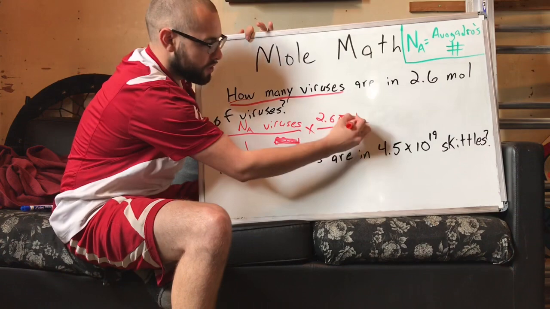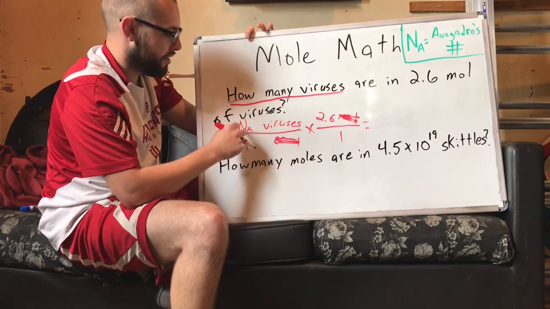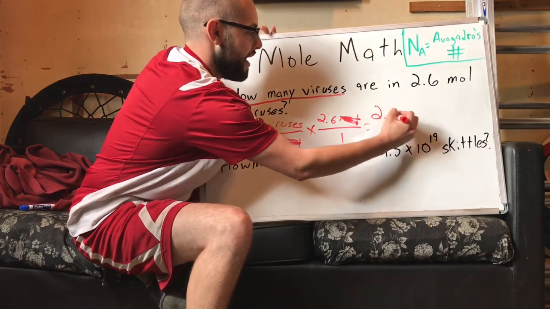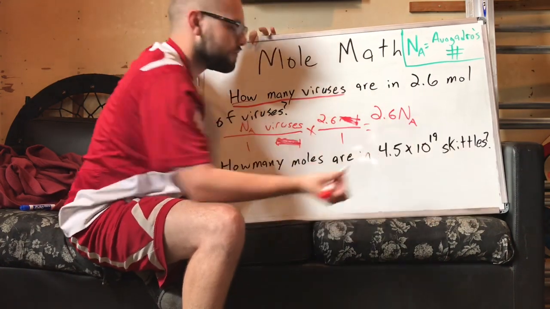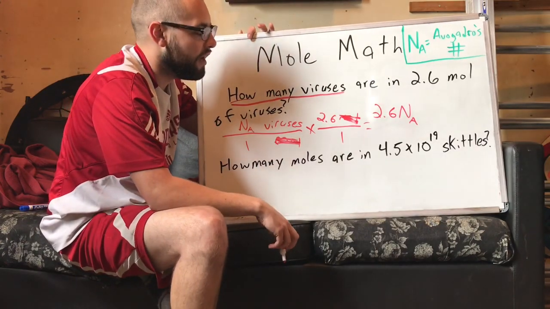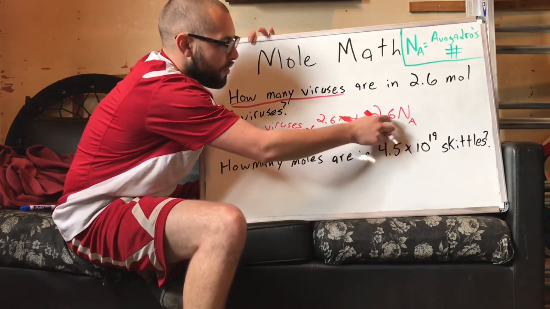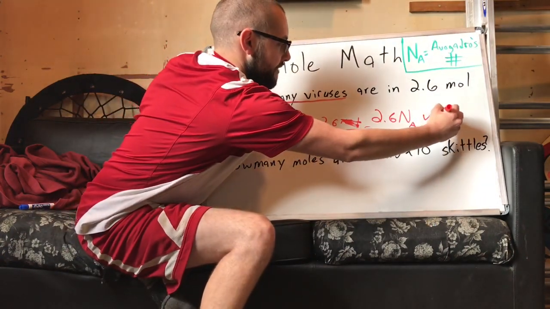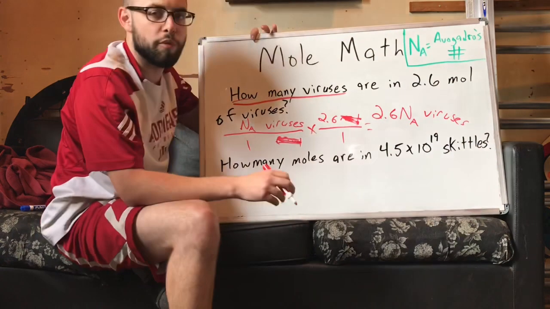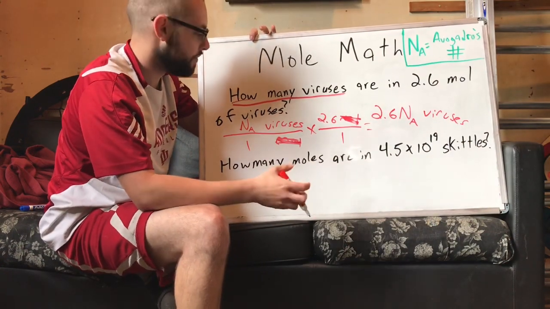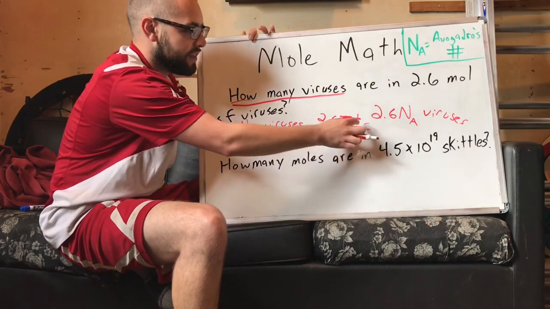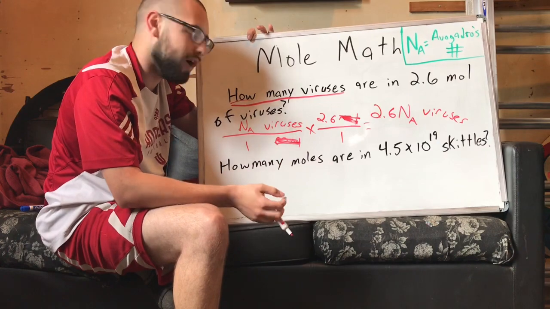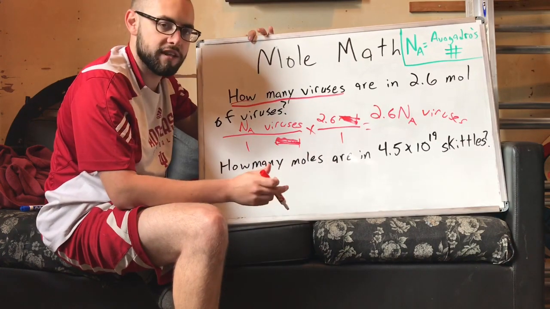My units cancel out, just like the last problem that we did. I'm going to do Avogadro's number times 2.6. So my answer, I don't have a calculator handy, but my answer would be 2.6 times Avogadro's number. That many viruses in 2.6 moles of viruses. So you're seeing that I'm doing my dimensional analysis to cancel out my units until I only have the unit that I want, and then I multiply the numerators and the denominators.